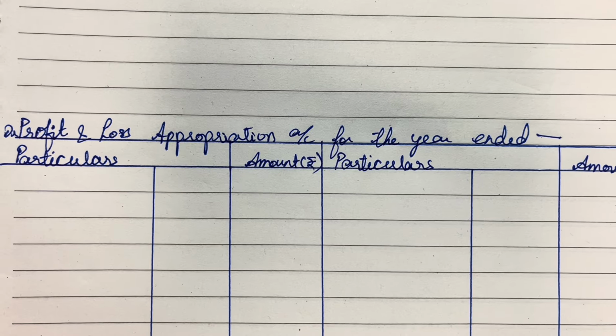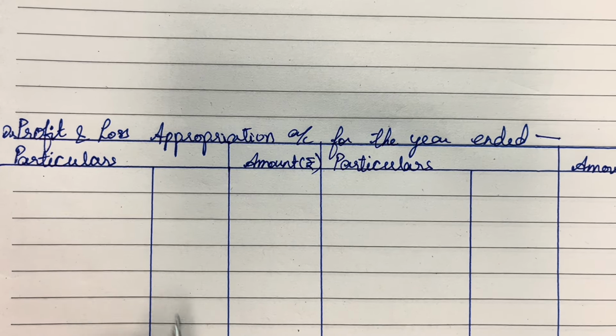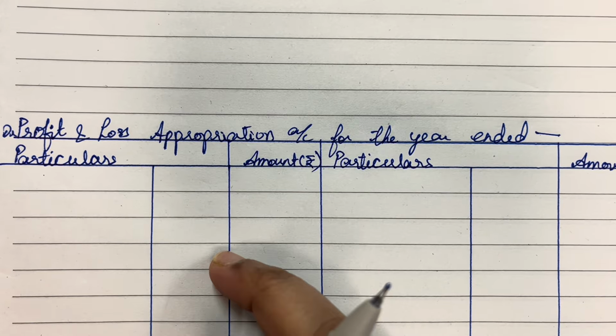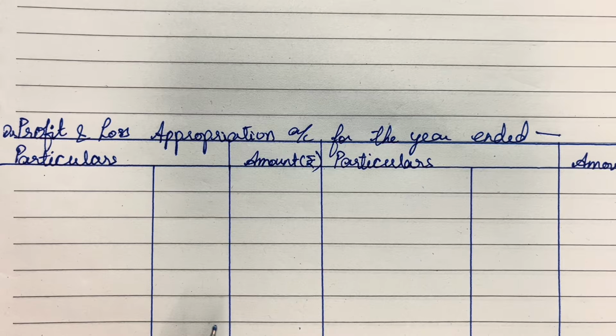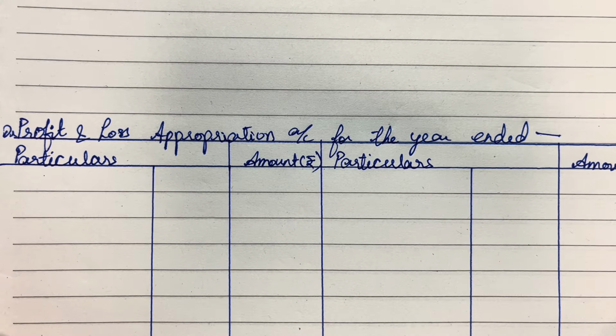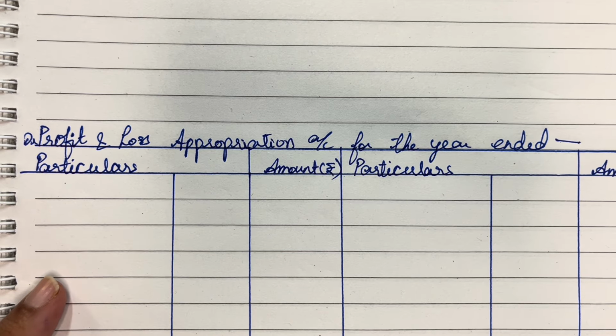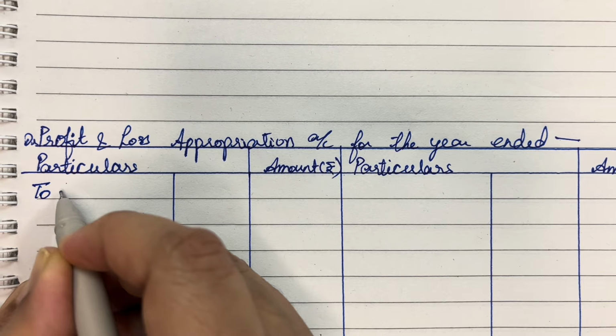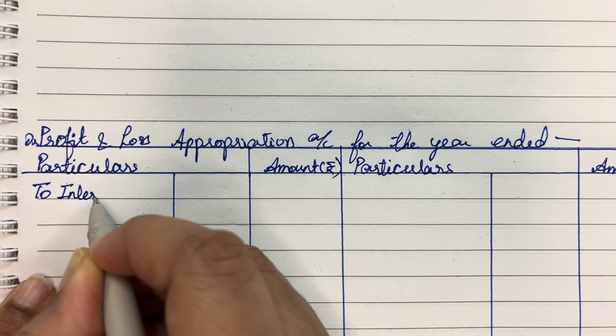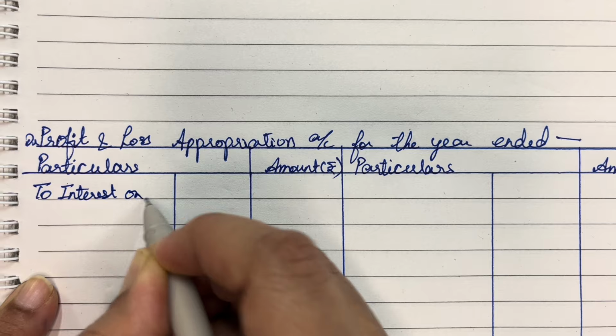Our first calculation will be for the interest on capital. Since interest on capital is provided at 10%, the calculation becomes very easy for us. We can do it mentally. You just have to remove one zero at the end from your capital amount. So first one would be to interest on capital.